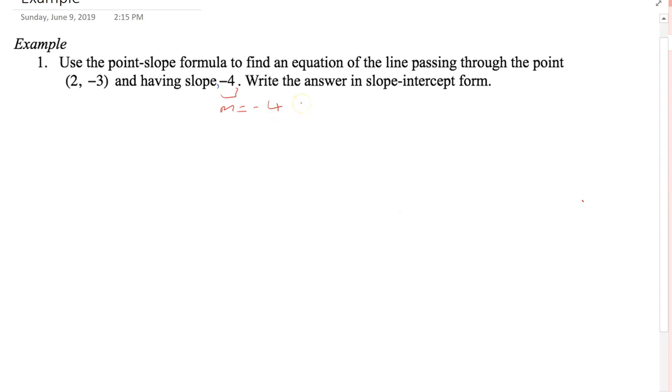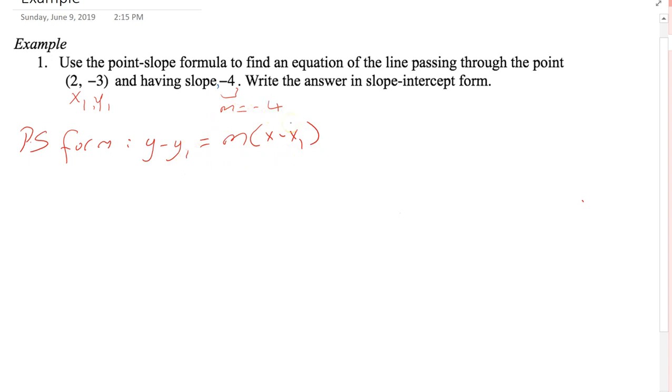Now, we want to use the point-slope form of a line. We're given only one point. Let's call that (x sub 1, y sub 1), okay? 2 is x sub 1, negative 3 is y sub 1. Now, the point-slope form of the equation, let's say that's PS form, will be y minus y sub 1 is equal to m times (x minus x sub 1).